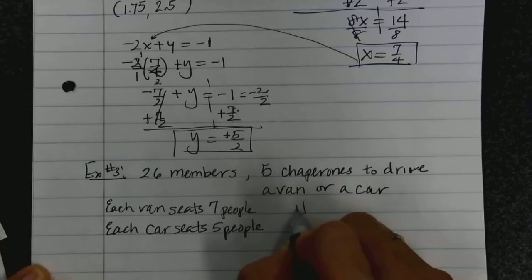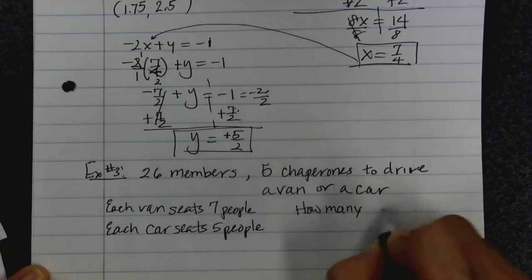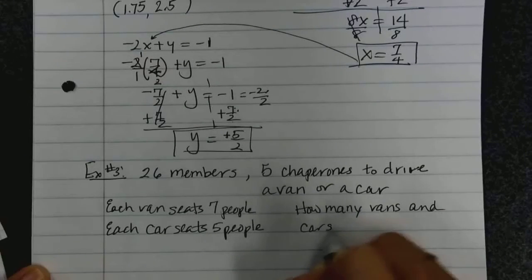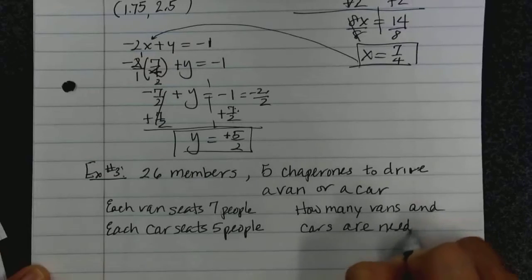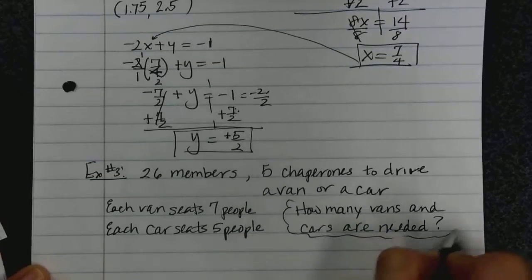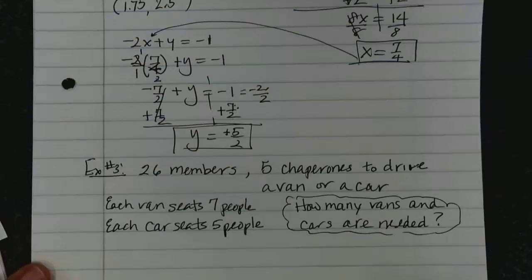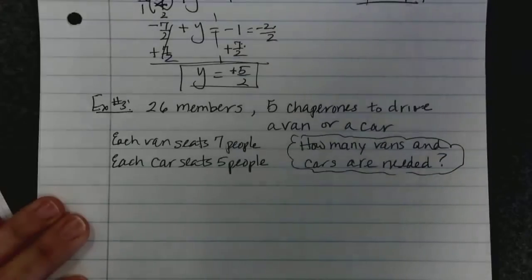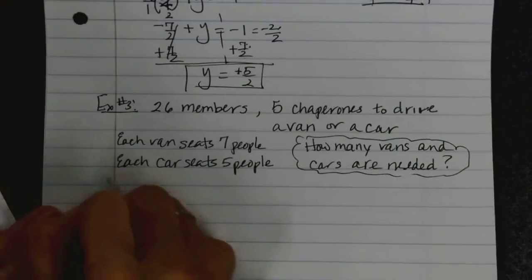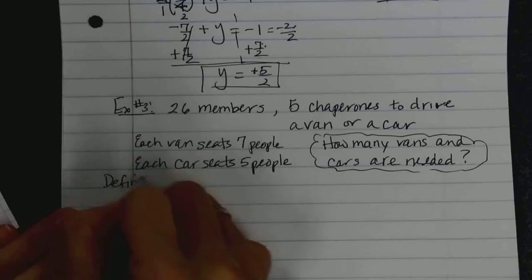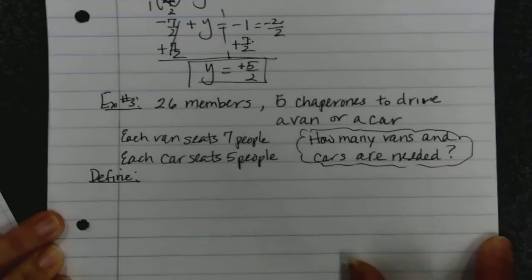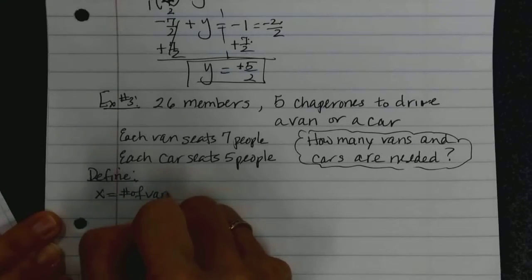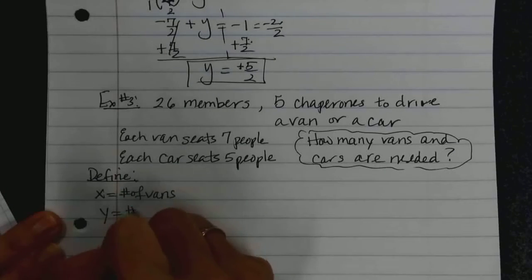My question is, how many vans and cars are needed? That's the question we're answering here. So like any other word problem, you always go to the question part of the problem to define your variable. Because I'm looking for the number of vans and number of cars to drive, I'm going to let x be the number of vans, and I'm going to let y be the number of cars.